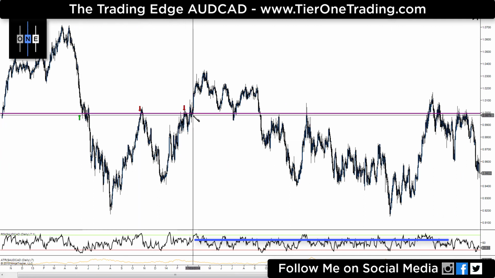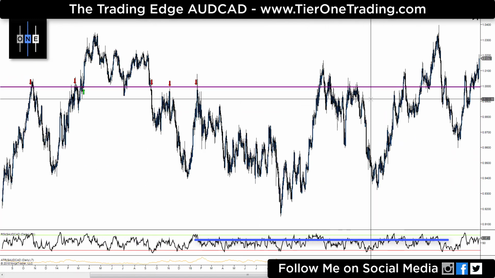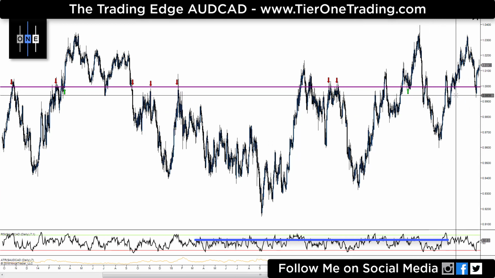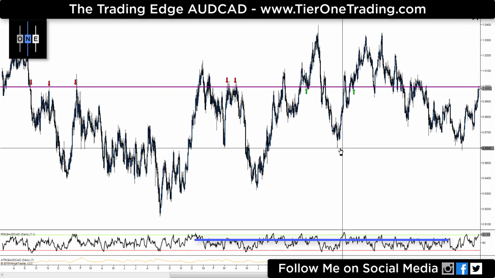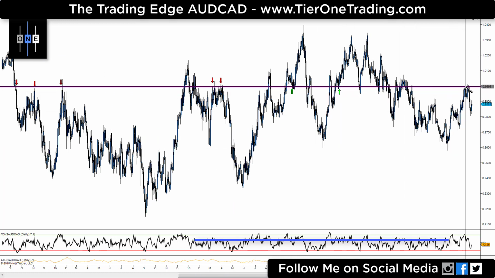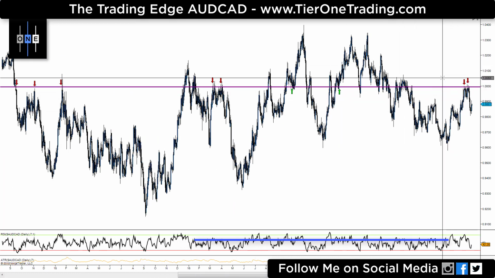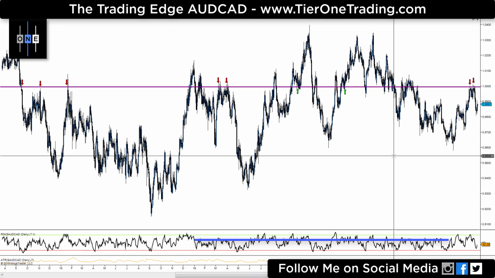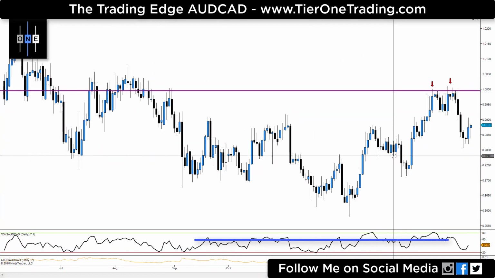Every time that it's tested, more often than not, we see a reaction at that level. Nice rejection candles here. And you can see, more often than not, each time that $1 flat level is tested, it's respected. And that's the level that we've just pushed up to. The reason it has some significance here is because we've recently double topped at that level.